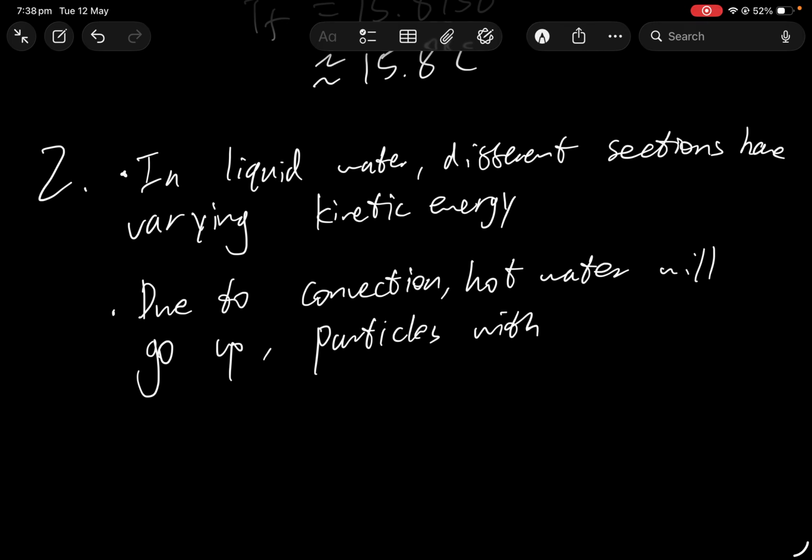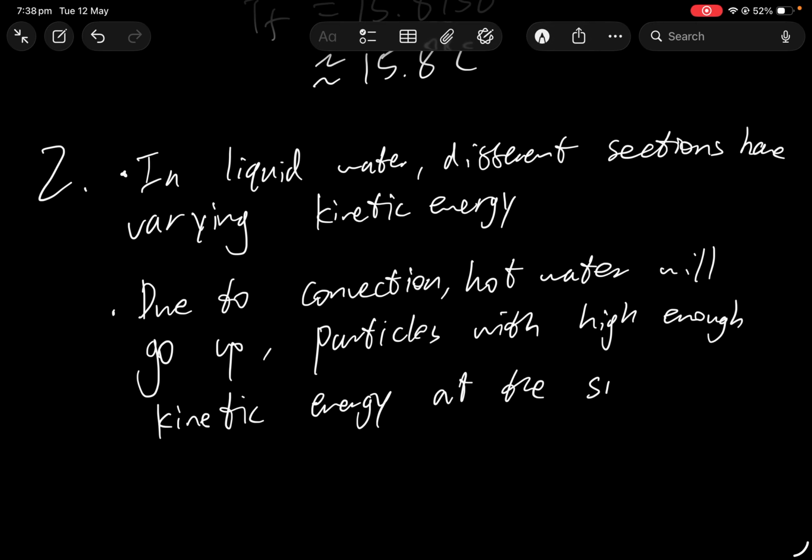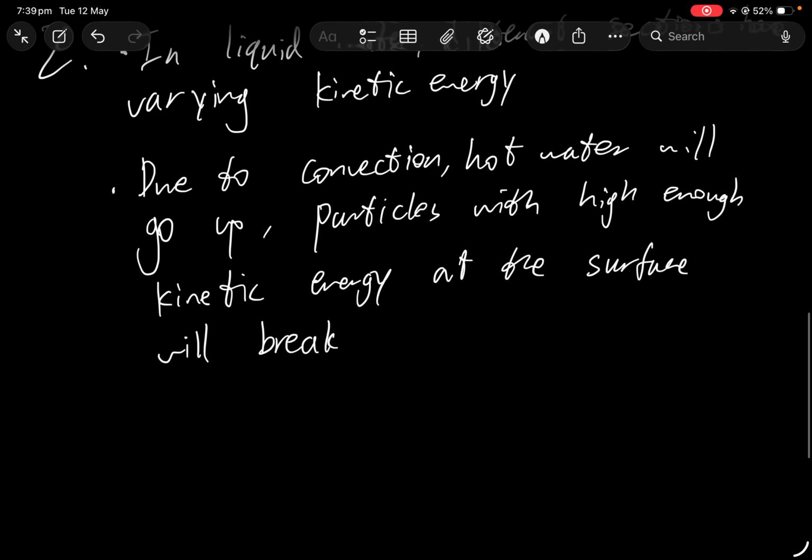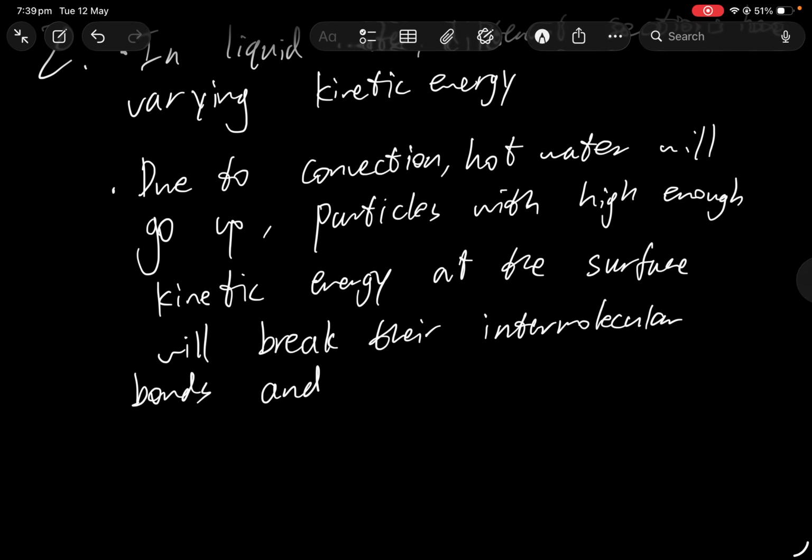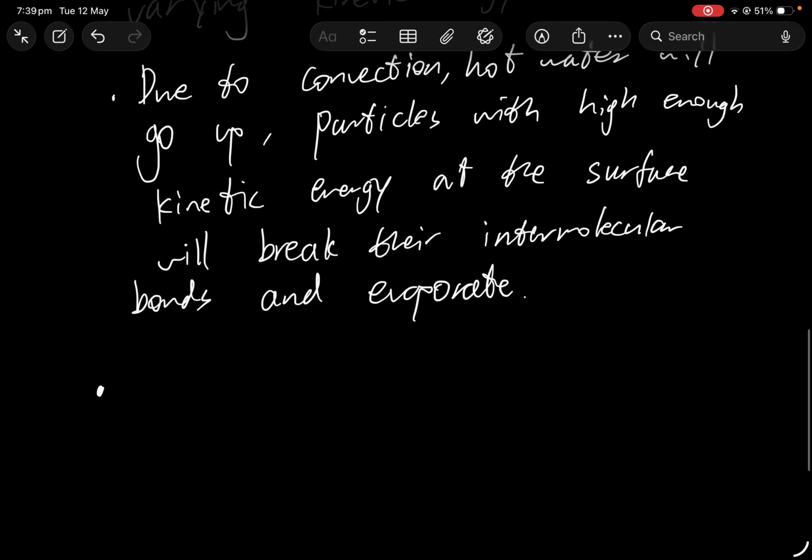and particles with high enough kinetic energy at the surface will break their intermolecular bonds and evaporate. And it's basically how they get cooler.